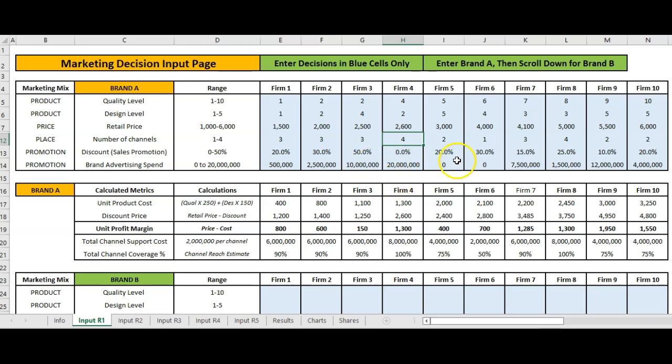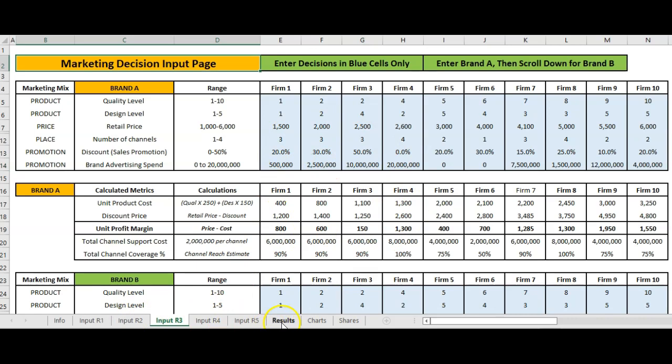So 2 or 3 channels is typically the best for brand. 4 is the best for coverage. So you've got to weigh that off again, depending on what segment you're operating in. So all you go through is you make those decisions, and then once they've done, there's results, etc. And you just repeat for each round. Round 2, I've got some data there again, round 3, etc.